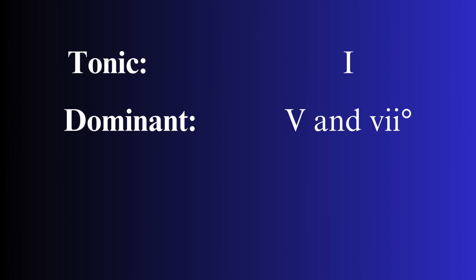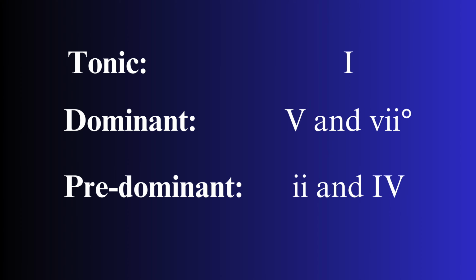The first thing that we have to understand before we really unpack this flowchart is understanding harmonic function and how that applies to different chords within a major and minor key. There are three basic functions that we have. We have the tonic function, the dominant function, and predominant function.